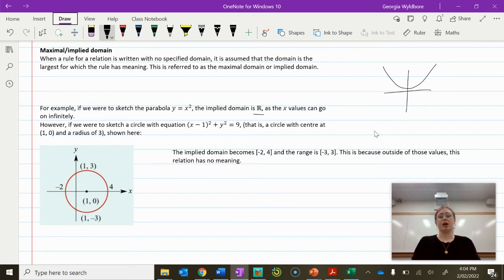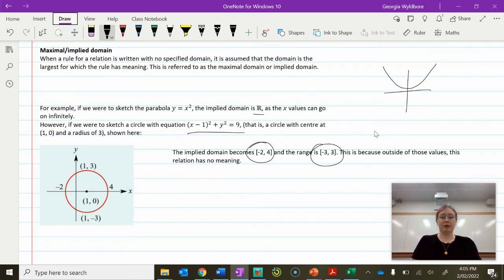If we were to sketch a circle, this circle here is given by this equation: x minus 1 squared plus y squared equals 9. So it's a circle with its center at the point 1, 0 and a radius of 3. The implied domain, or the maximal domain, becomes -2 to 4, given there with our interval notation that we learnt before. And the range is -3 to 3.